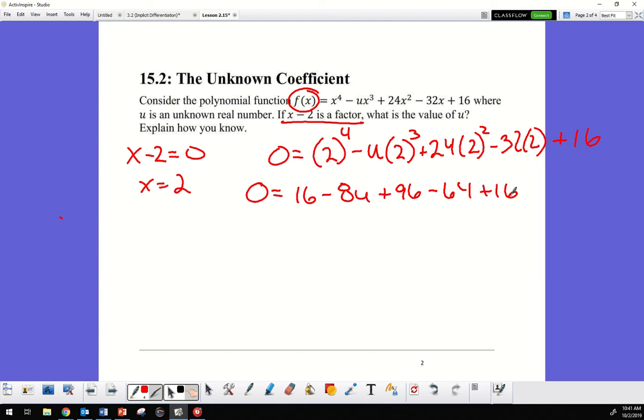Yes? Okay, good. So now that we're doing that, now we have to do a whole bunch of combining, right? So we have positive 16. Leave this off because that's my variable. Positive 96, negative 64, and positive 16.